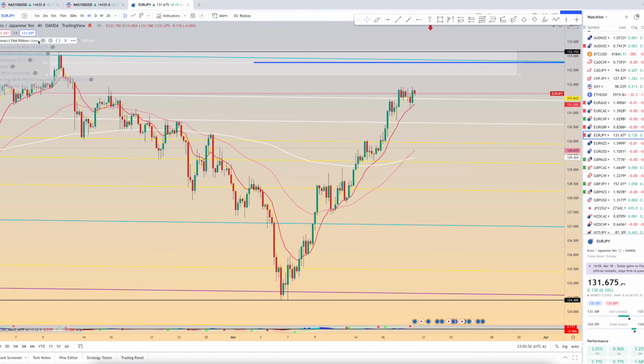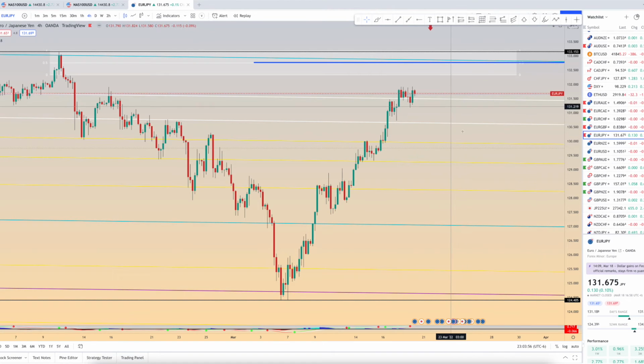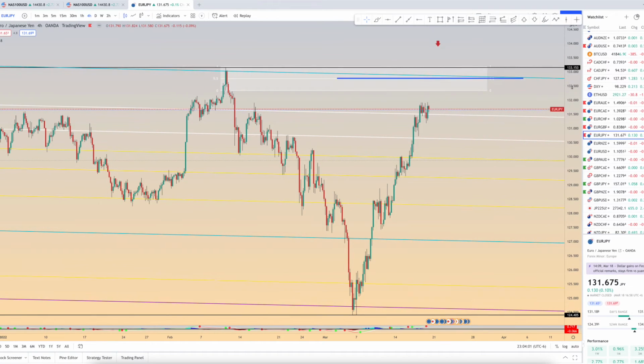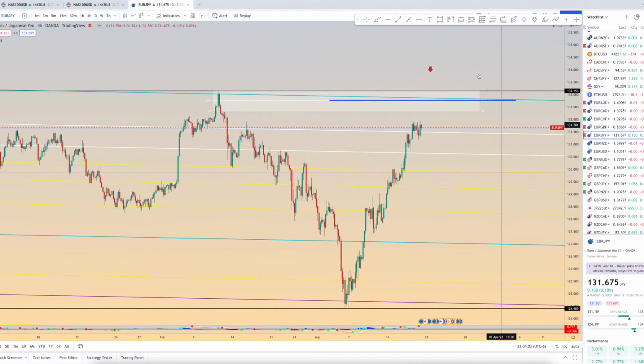Euro, and I'm gonna turn that off for a second. Euro JPY, same sort of idea. We know that JPY, the yen, is probably the weakest currency. However, Euro isn't really holding its ground right now. So if they're two weak pairs, I'm just going to go based off market structure.